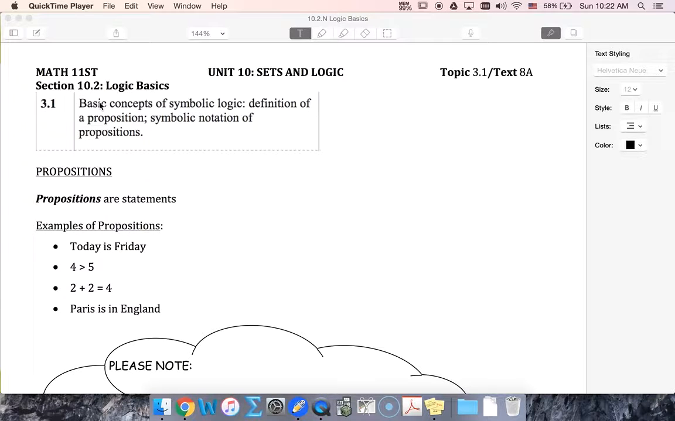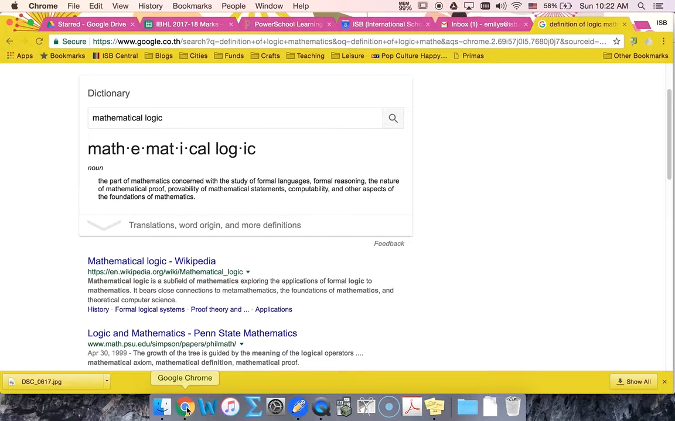Hello students, Miss Slyman here, and now we're into topic 3.1 in your syllabus. So these are the basic concepts of logic. First, let's start with the definition of mathematical logic.